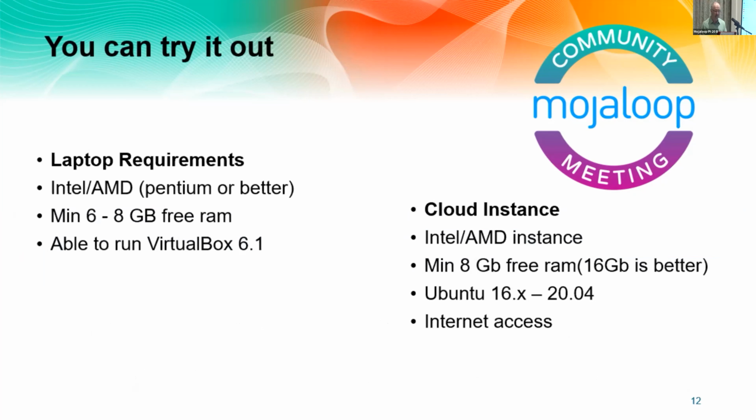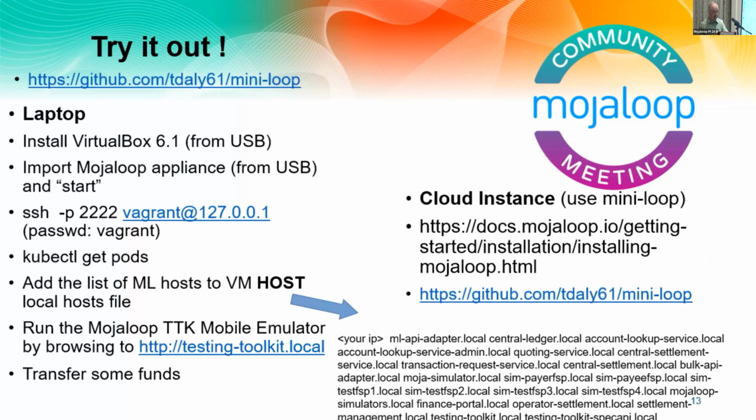You need a laptop with 6 to 8 gigabytes of memory, and you need an Ubuntu OS. That's actually been the hold up with what we've tried at this conference. Or better yet, if you've got any sort of cloud instance, 8 gigabytes in an Ubuntu 18 or 20 instance, we can have you about half an hour later running Mojaloop, the whole switch. Okay, so github.com, tdaily61 Miniloop. Then you're going to put some localhost entries on your laptop, and then you can run the testing toolkit and actually do payment to payment.